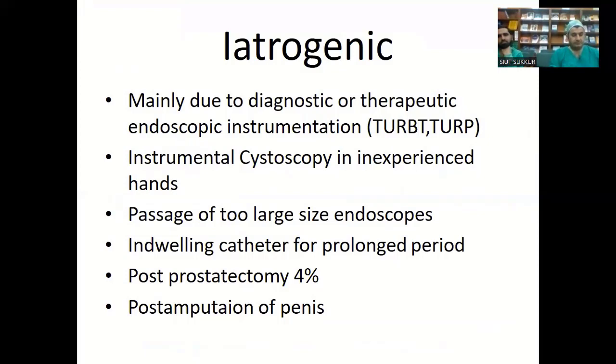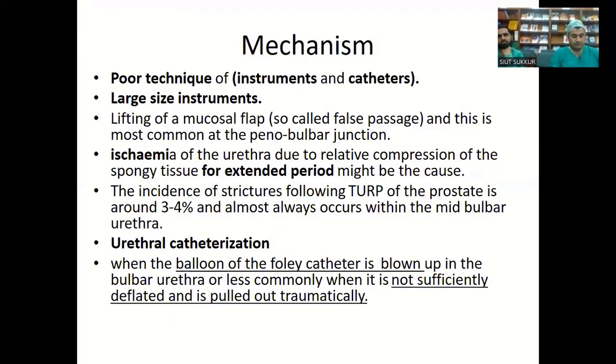It occurs mainly after instrumentation, either diagnostic or therapeutic endoscopic instrumentation, like we do in procedures such as TURBT, TURP, cystoscopy. And multiple reasons are there. One is instrumental cystoscopy in inexperienced hands, or the passage of too large size endoscopes, or indwelling catheters for a prolonged period. Post-prostatectomy being documented up to 4% in cases, and post-amputation of penis.